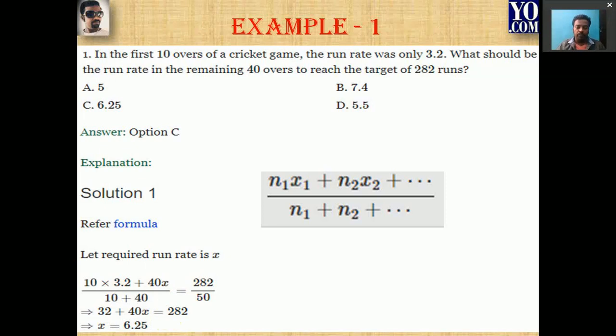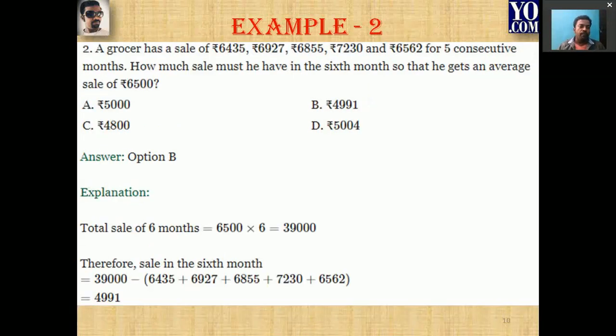Next, the second example. A grocer has sales for 5 consecutive months. The sale values are given here. In the first month 6,435, second month 6,927, third month 6,855, fourth month 7,230, and in the fifth month 6,562.